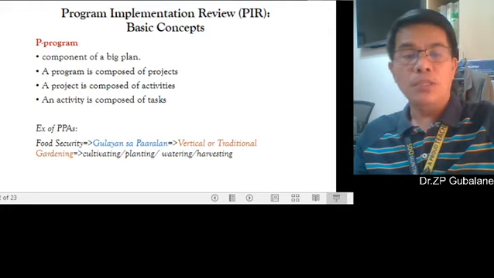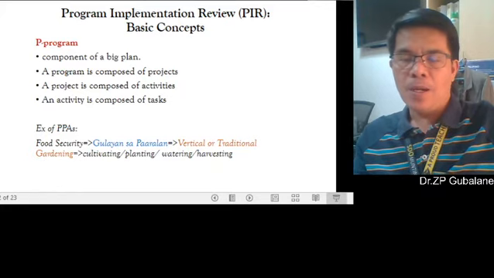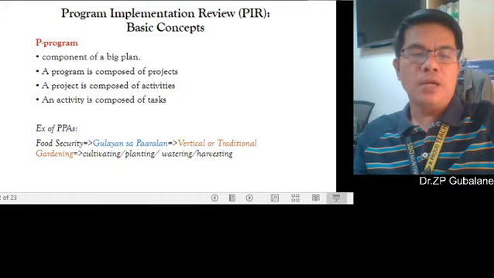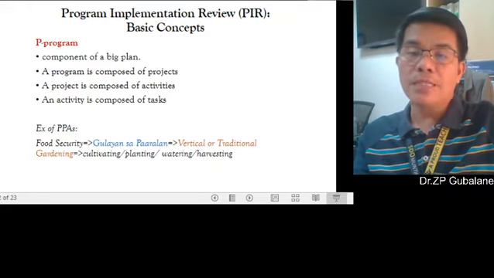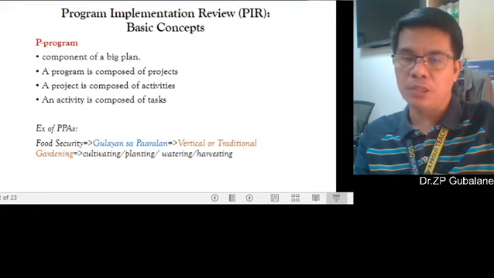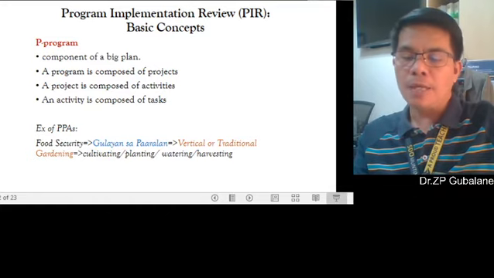A project is composed of activities. So a single project is composed of two or more activities. In the absence of two or more activities, it cannot be called a project. It is an activity, actually. An activity is composed of different tasks, and everybody knows that these are the action verbs, the action words. If we talk about activity, usually these are action words.